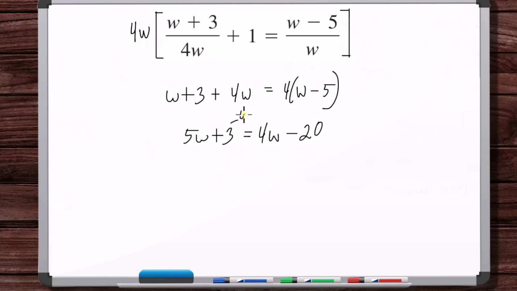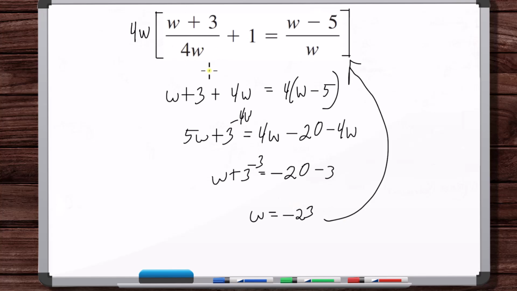Okay, now let's subtract 4w from both sides, and we've got w plus 3 is equal to minus 20. Now subtract 3 from both sides, and we've got w is equal to minus 23. Okay, now we could see here that at this point, W couldn't be 0. And we can see in the original equation that if we plug this back in, we're not going to have any restrictions here. We're not going to be dividing by 0 or anything. So this is going to check out.